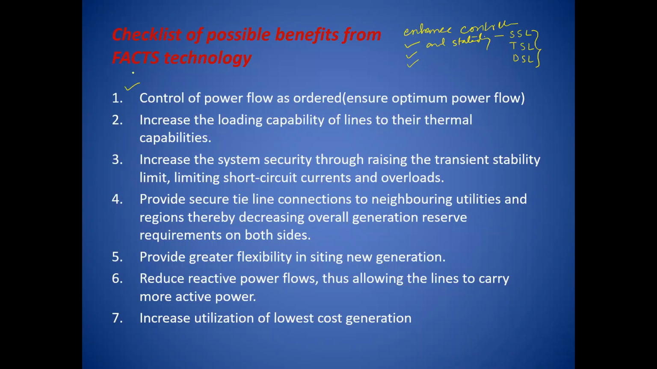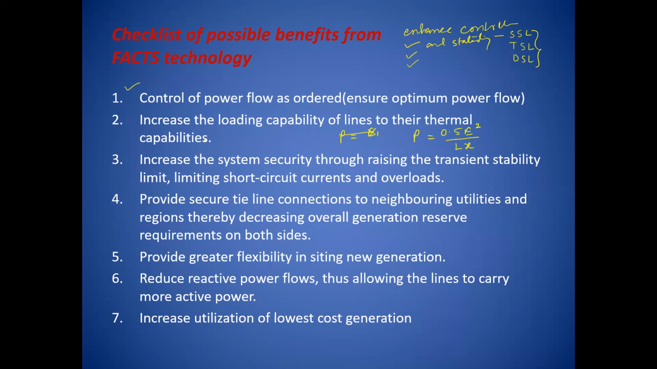So our objective is to increase the loading capability. That loading capability is simply P equal to E1 E2 upon X, or as we have already derived for the parameters of the transmission line at different voltage levels, P equal to 0.5 E squared, where E is the system voltage, divided by L into X, where X is the reactance per kilometer and L is the length of the transmission line in kilometers. Sine delta we have considered as 0.5, that is, delta equal to 30 degrees.